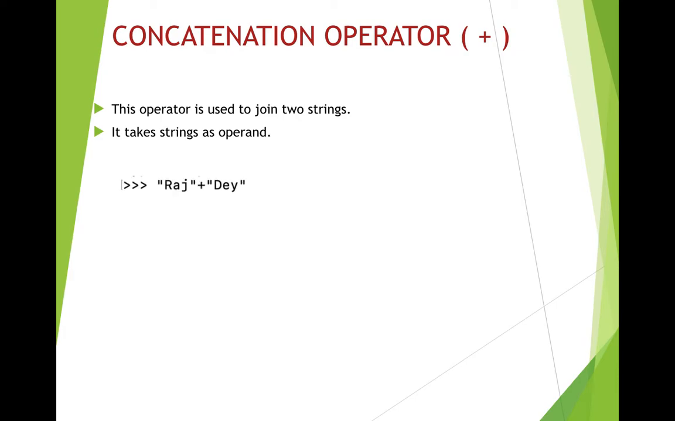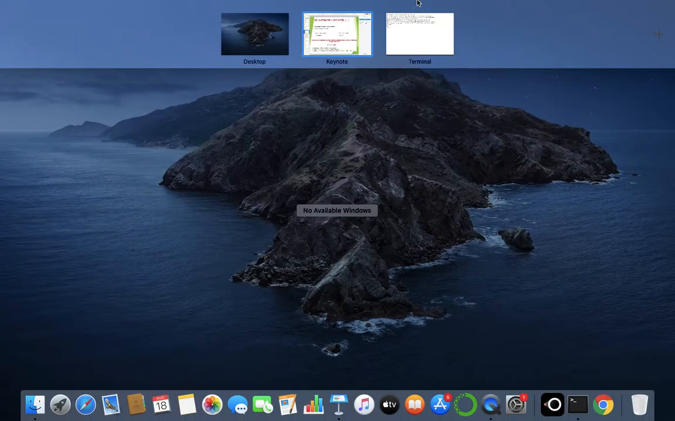For example, if I write Raj plus Day, Raj and Day are both strings. How can we say that they are strings? Because they are enclosed within quotes. So I will get the answer as Rahul Day. Sorry, I have messed up the output. It should be Raj Day. I will just show it to you here.